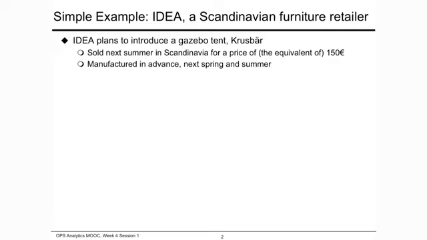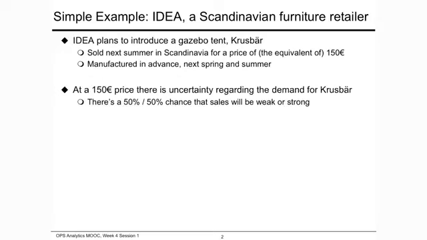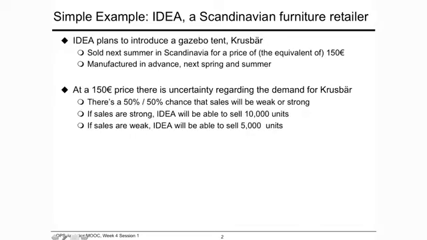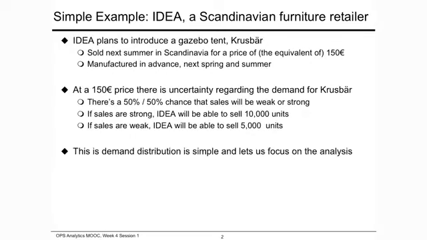At that 150 euro price, there's uncertainty regarding the demand for Krusbær, though. There's a 50-50 chance that sales will be weak or strong. If sales are strong, IDEA will be able to sell 10,000 units. If sales are weak, IDEA will only be able to sell 5,000 units. This demand distribution is quite simple. It only has 2 points, 5,000 units of demand or 10,000 units, but that simplicity lets us focus on the analysis. We'll consider more complex demand distributions later this week.